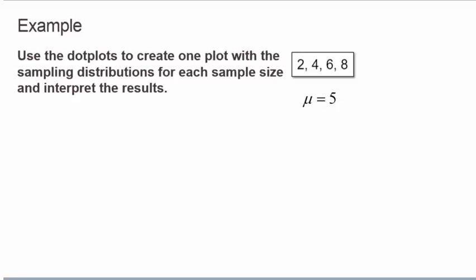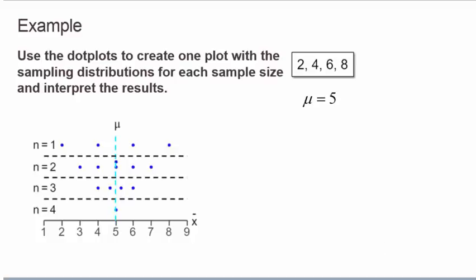Continuing our example, use the dot plots to create one plot with the sampling distributions for each sample size and interpret the results. Again, my population is 2, 4, 6, 8, and the mean of the population is 5. So I combine all of my dot plots. I have my number bar 1, 2, 3, 4, 5, 6, 7, 8, 9.